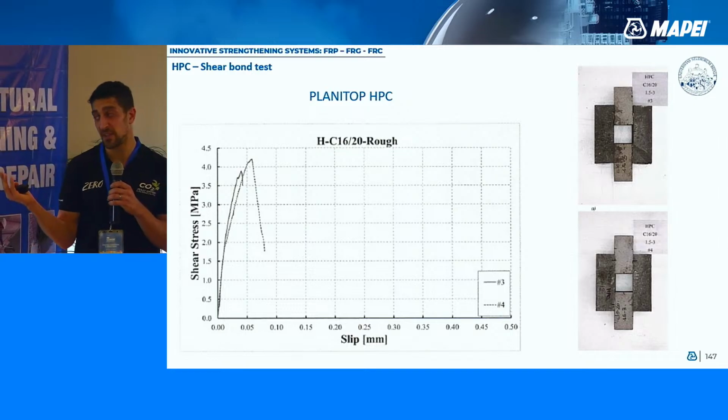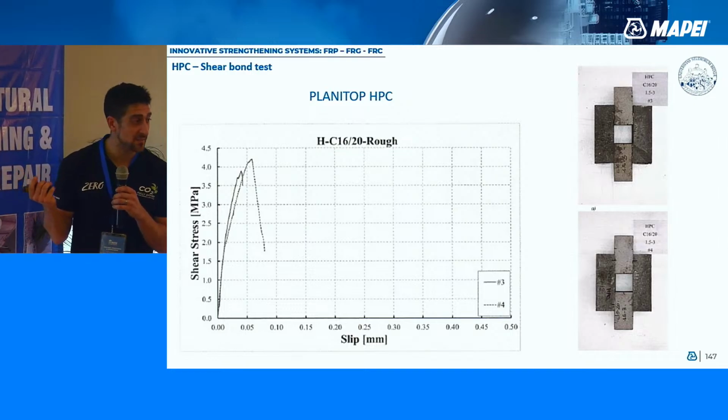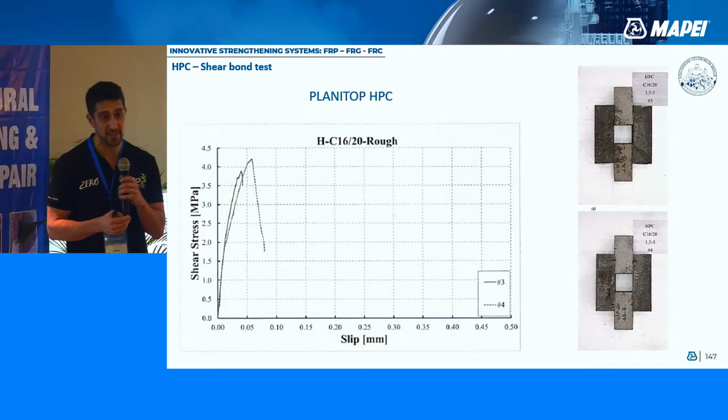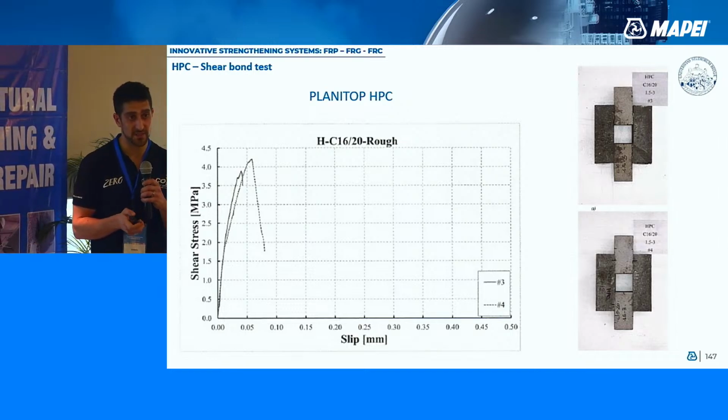So in this case our material can ensure at least more or less from 3.5 to 4 megapascal of pure shear capacity at the interface. So more than 2 times the maximum acting stress.